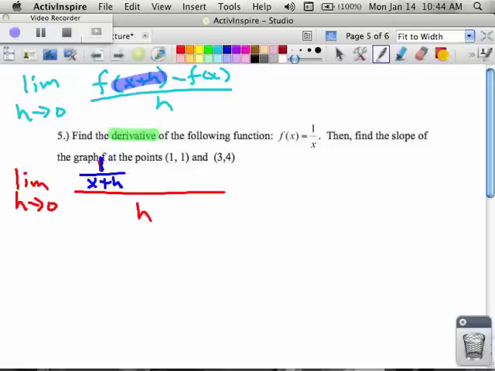And then I'm going to do the second instruction, which says write down the function. So that's minus 1 over x. Man, I've got fractions. In order to subtract fractions, I need a common denominator. So now I'm going to multiply the right-hand fraction, top and bottom, by x plus h. And I'm going to multiply the left-hand fraction, top and bottom, by x.